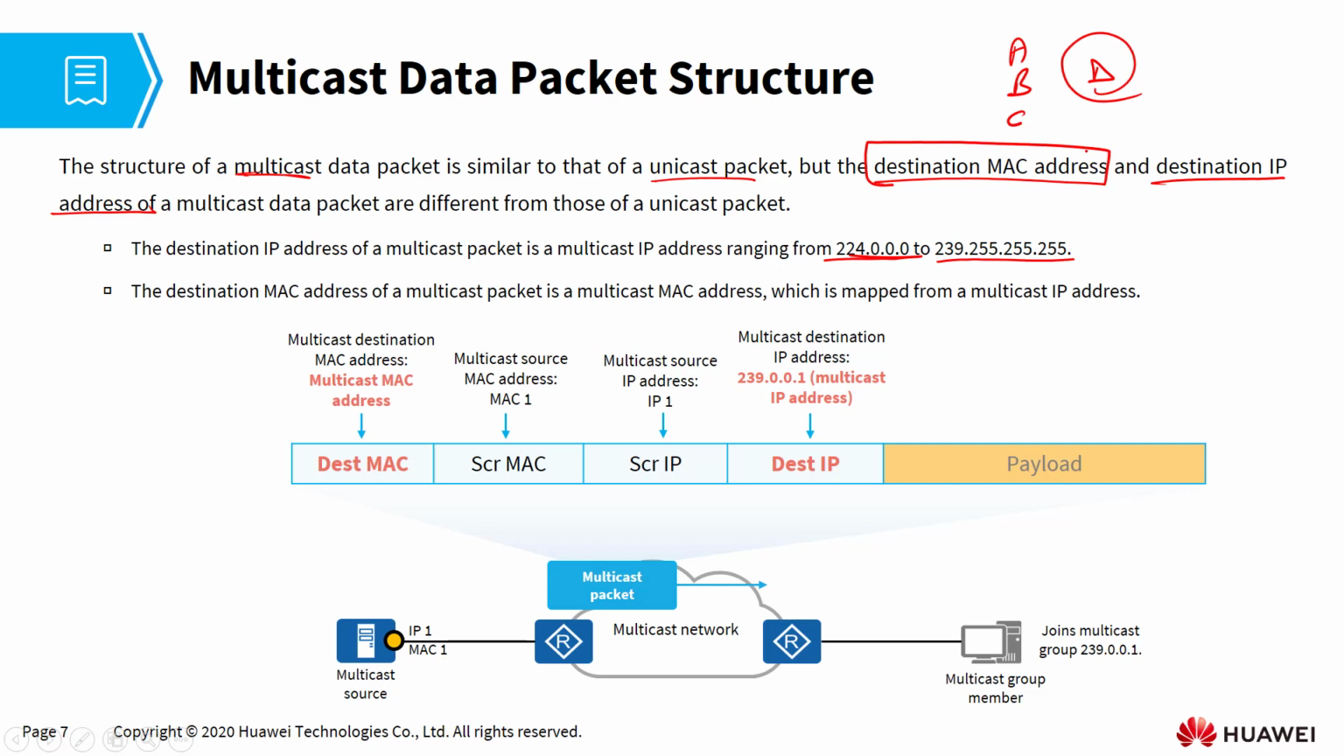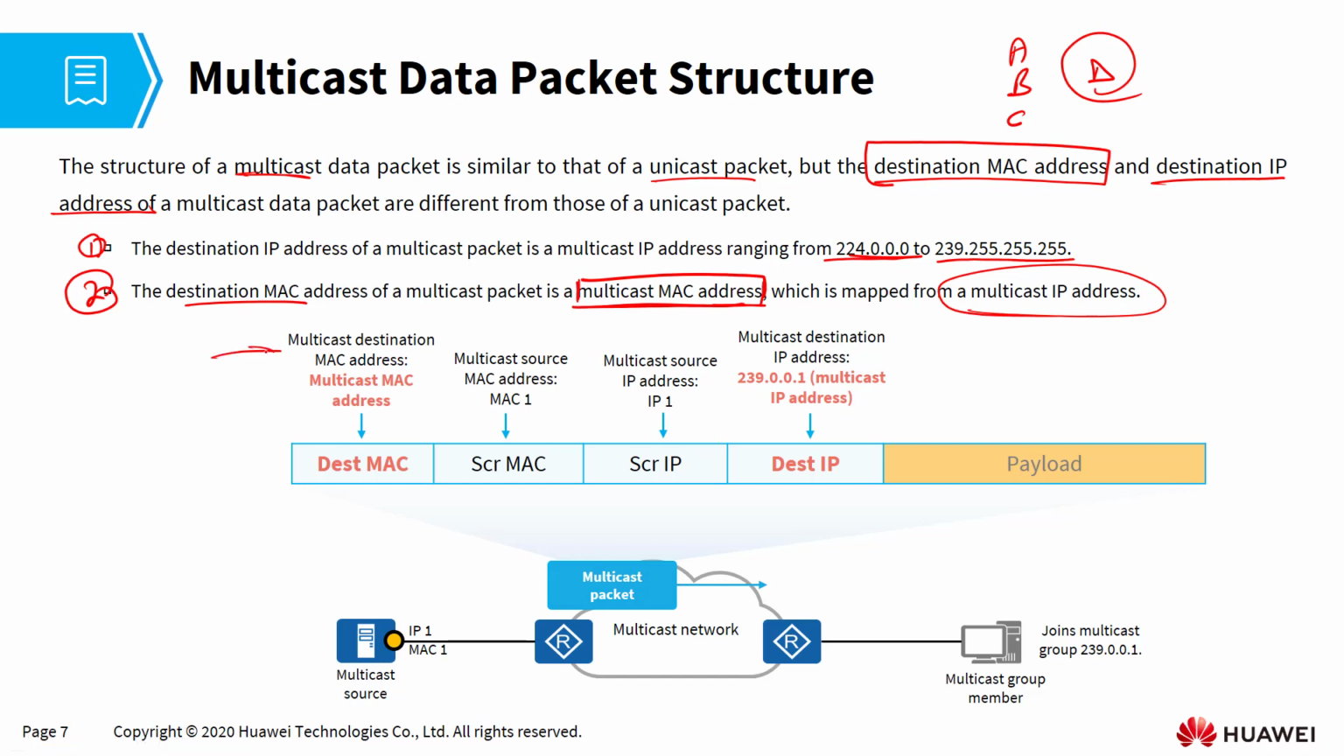Although these addresses are further divided into certain groupings by IANA, the groupings are multicast groupings. Secondly, the destination MAC address of multicast packets is a multicast MAC address. And we understand that interfaces of devices cannot be assigned multicast MAC addresses. So how do we get this multicast MAC address? We get the multicast MAC address by mapping it directly from the multicast IP address. We are going to talk about that in a moment.